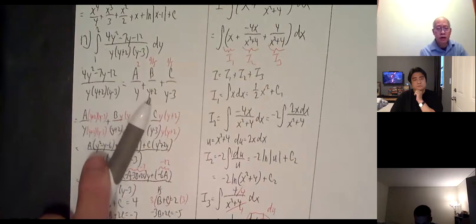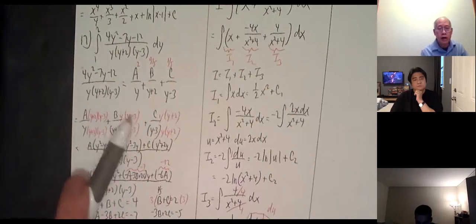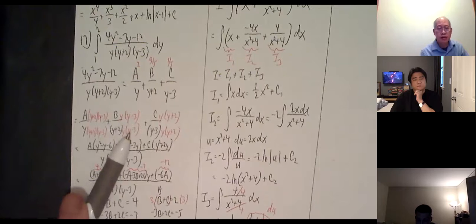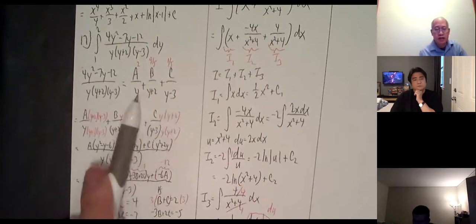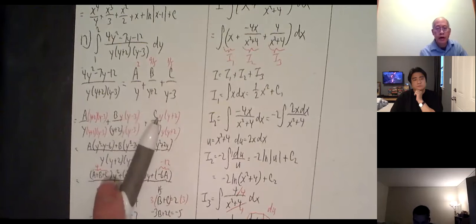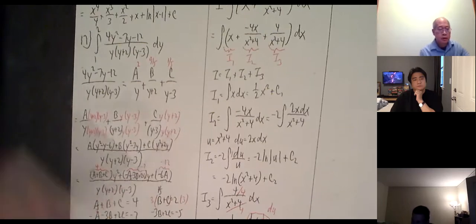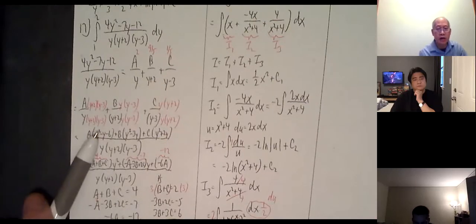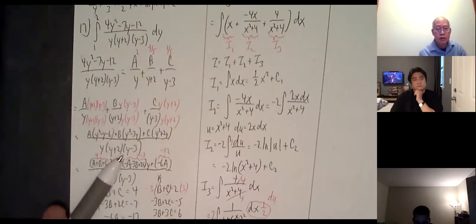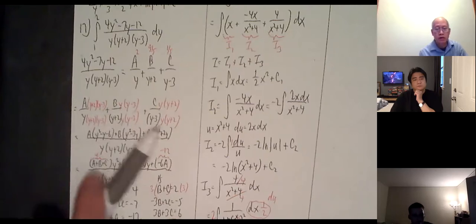What does the middle one need? Well, the middle one needs these 2. So y, y minus 3. And what does the last one need? Last one needs these 2. So y, y plus 2. So now all 3 fractions have a common denominator: y, y plus 2, y minus 3. They all have all 3 of them, right? 1, 2, 3, 1, 2, 3, 1, 2, 3, in some order.